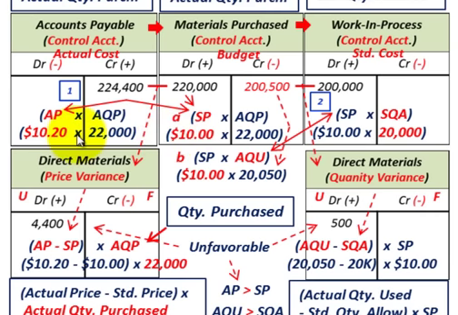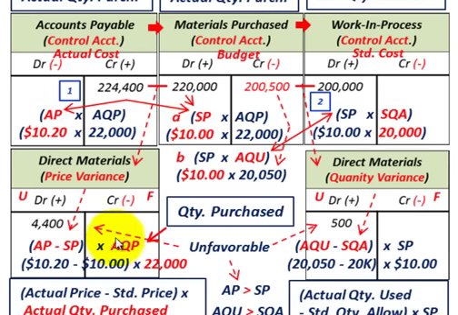Had the reverse been true, had we paid less than our standard price, then we would have had a favorable direct materials pricing variance. It would have been credited, or reduced, by whatever the difference was between our actual price, which would have been less than our standard price.